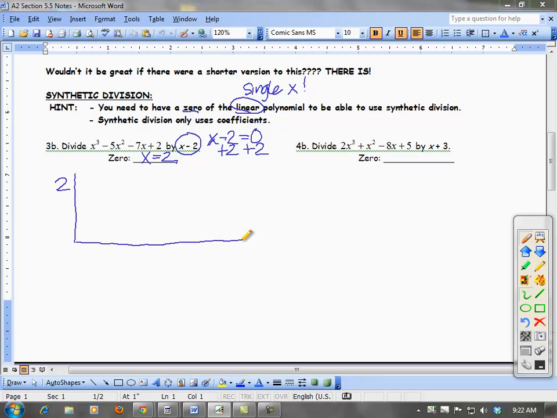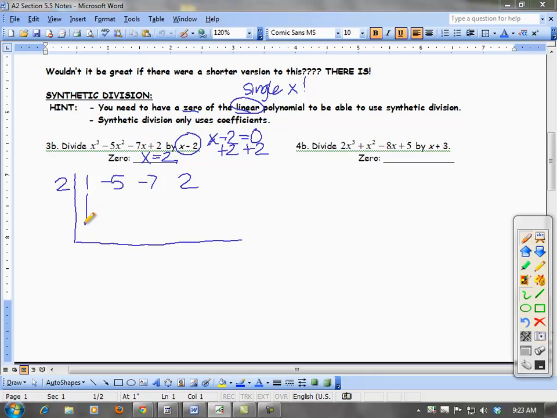In the top row, I'm going to put the coefficients of my polynomial. That means the number in front of the variable. So in front of the x cubed is a 1. In front of the x squared is a negative 5. In front of the x is a negative 7. In front of just the single number is a 2. Okay? Now the process for synthetic division goes like this.